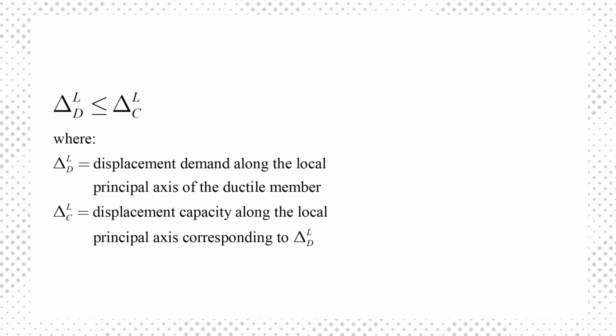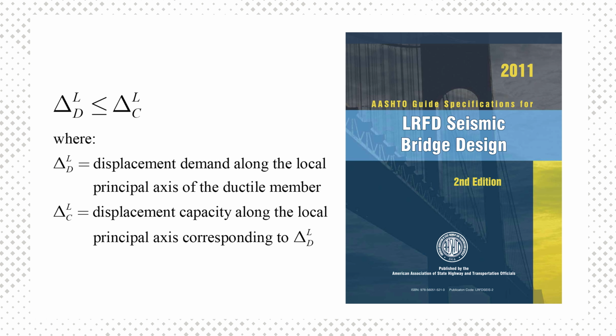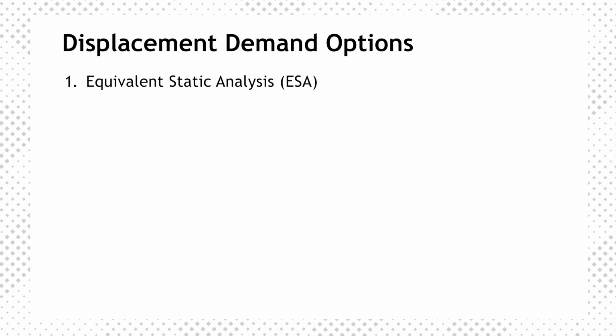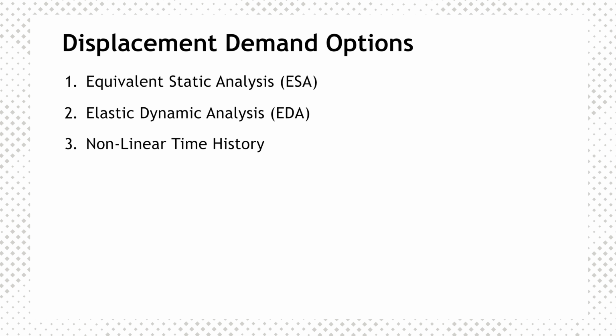Looking closer at displacement-based design, we see the fundamental relationship requiring the displacement demand be lower than the displacement capacity. The AASHTO guide specifications for LRFD seismic bridge design provide the fundamental requirements and guidance for this design method. This specification provides 3 options to calculate elastic displacement demand depending on the level of structural complexity and importance: equivalent static analysis, elastic dynamic analysis, and nonlinear time history.